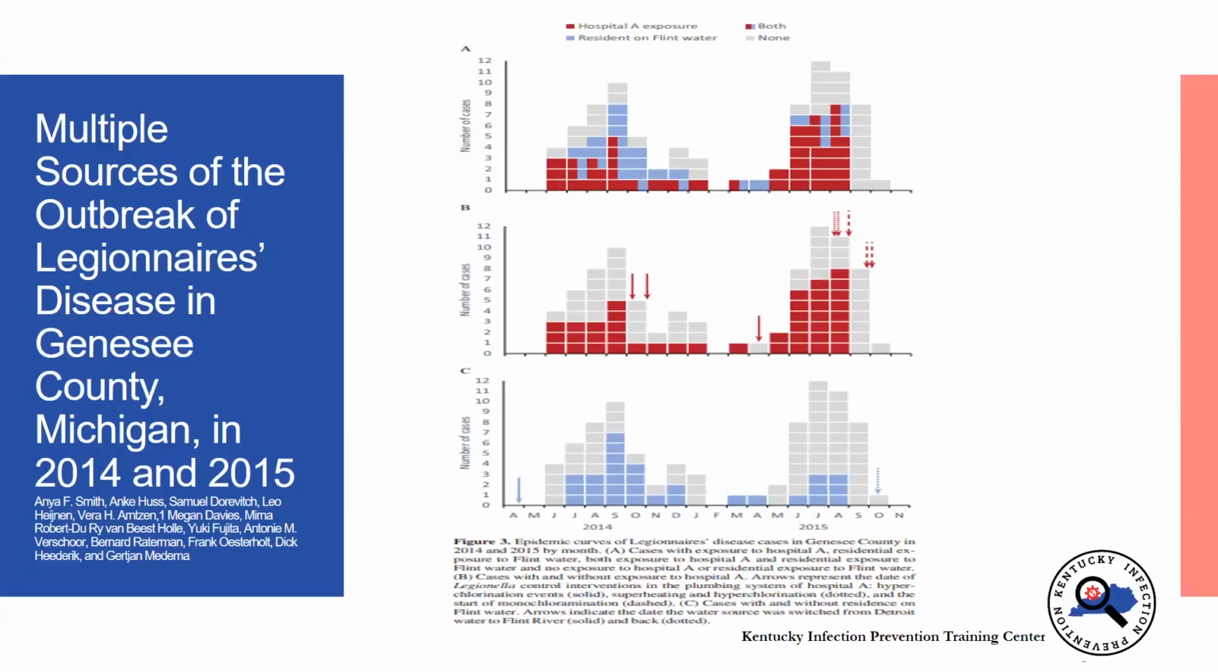And then you can see down at the bottom, cases with and without residence on Flint water. Those arrows indicate when the transition occurred from Detroit to Flint water, which is the solid line at the beginning, and when they switched back to Detroit water, which was this dashed line here.